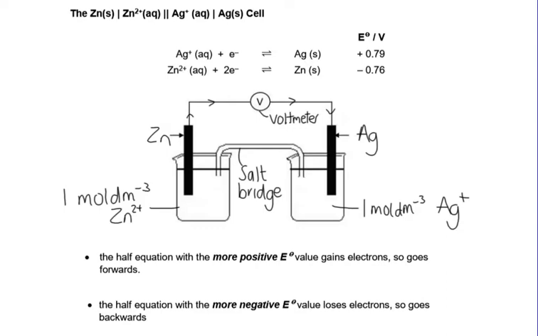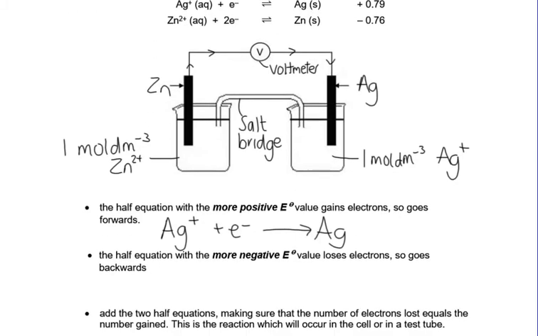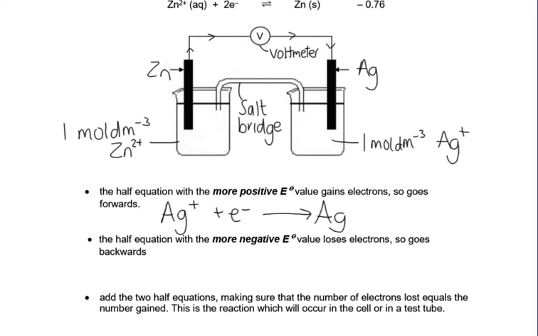So what do we remember? We will remember the one with the more positive value gains electrons and so goes forward as a reduction. So we're going to have our Ag+ plus an electron going the way it's written. The more negative one has to lose electrons, so it has to be written as an oxidation. So Zn goes to Zn2+ plus 2 electrons. It's going to go backwards.